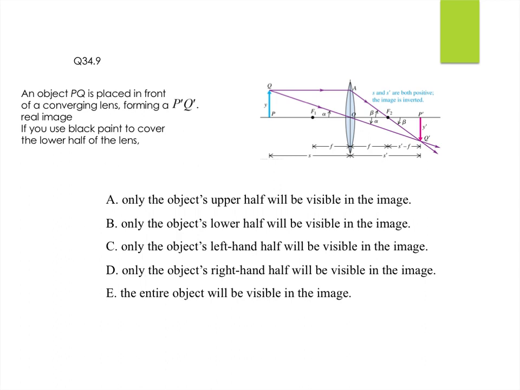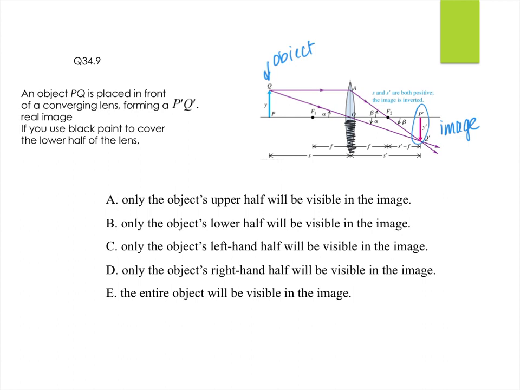This is sort of a tricky question. You might not expect it. So it says we're putting an object, so here's our object, in front of a lens, and we're going to form an image. Here's my image. And they're basically saying, what if I use black paint to cover the bottom half of the lens? So what if I block this out? And they're asking you, do you think the image will be cut in half, or what is it going to happen?